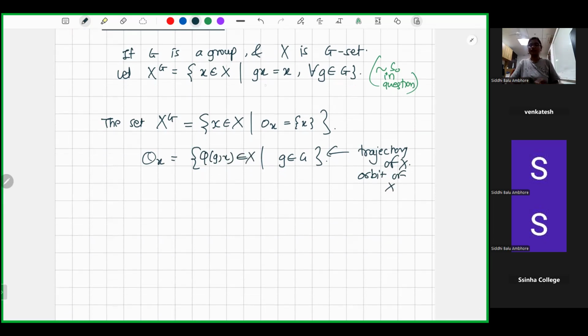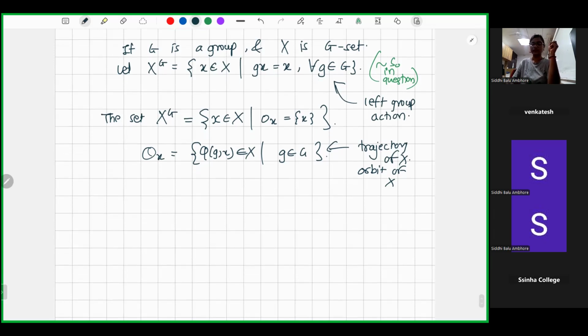Okay, so when I say that gx is x for all g in G, it means this is with respect to left group action. So we are collecting all the x such that the orbit of that x is only the singleton {x}.